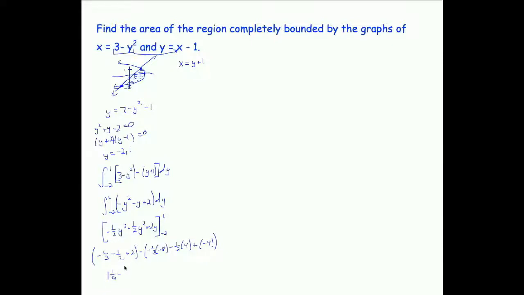And we are going to subtract what we get over here. Negative times a negative is positive, so this is 8/3 minus 2 minus 4. So we have 1 1/6 minus, well, this is 2 2/3. So we got -6 plus 2 2/3 gives us -3 1/3.